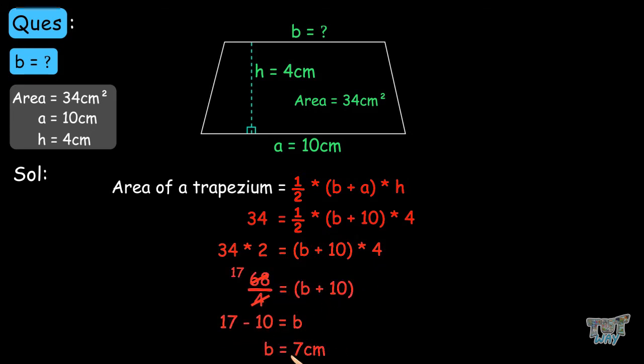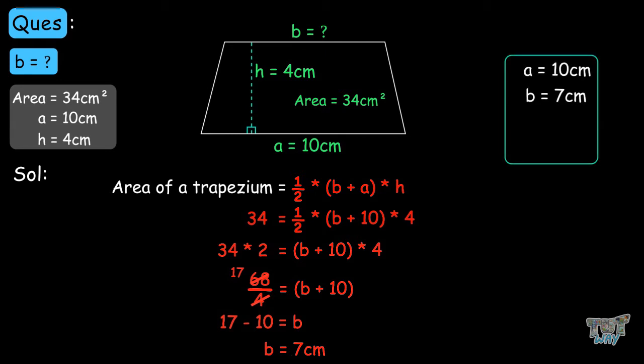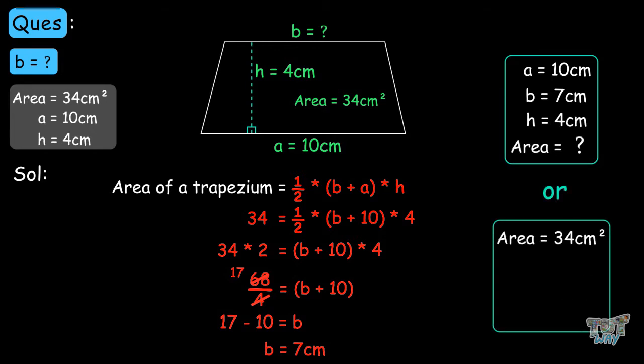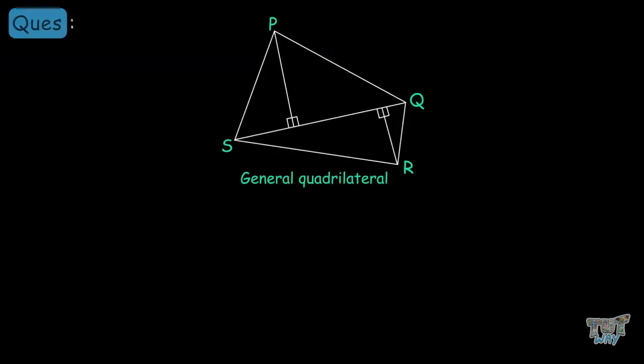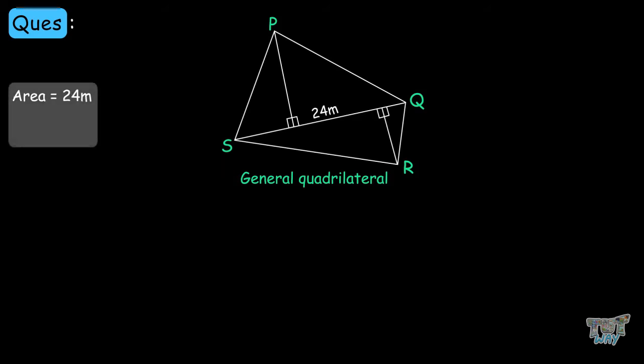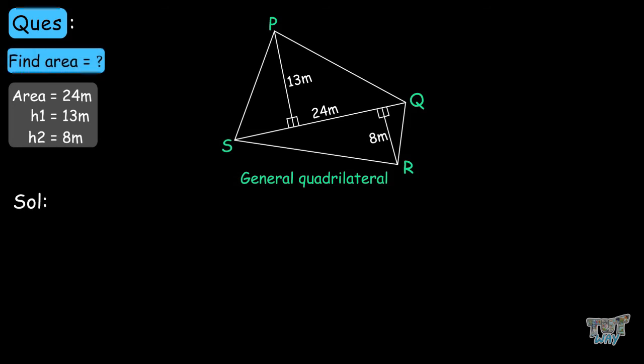So you can be given any three values, and they can be the two parallel sides and height, and then you're supposed to find area. Or you can be given the area and the length of the two sides, but then you need to find the height. Let's move on to the next question. The diagonal of a quadrilateral-shaped field is 24 meters, and the perpendiculars drawn on it from the remaining opposite vertices are 8 meters and 13 meters. Find the area of the field.